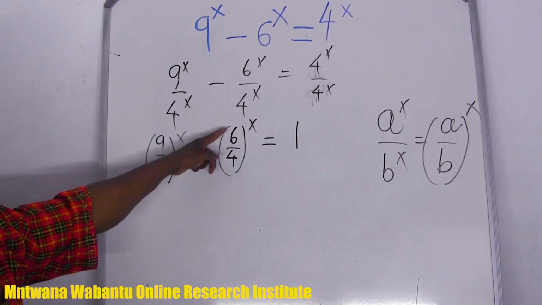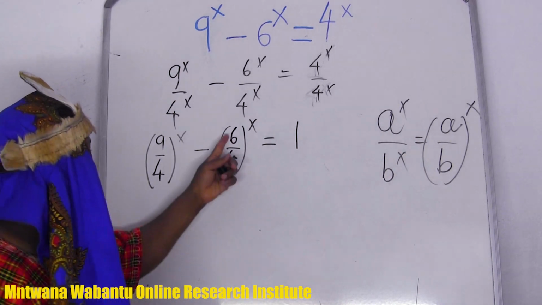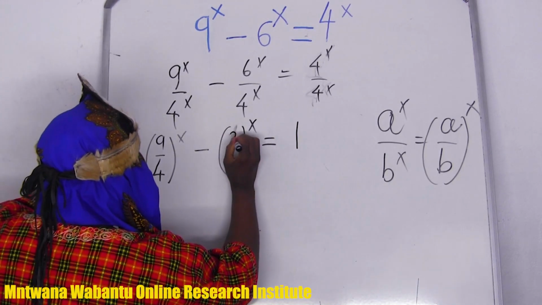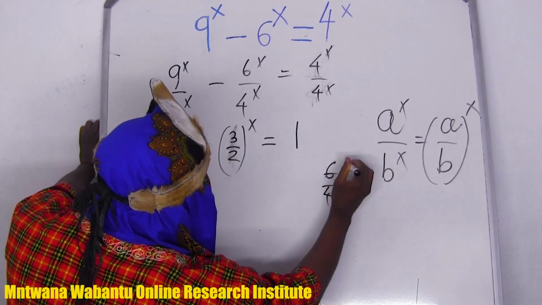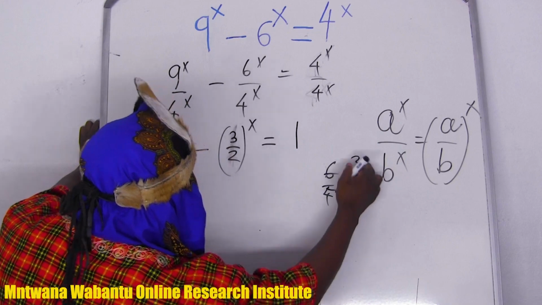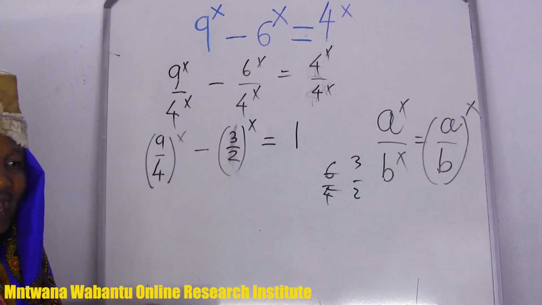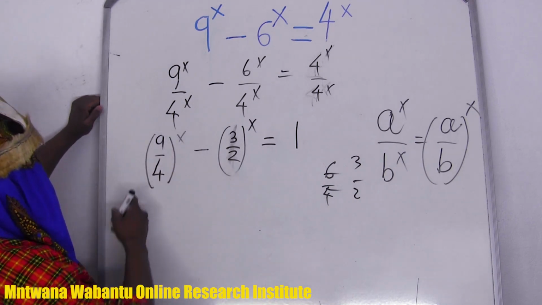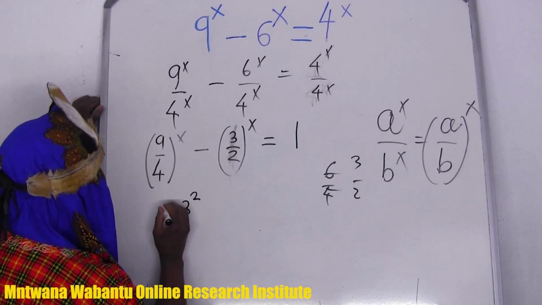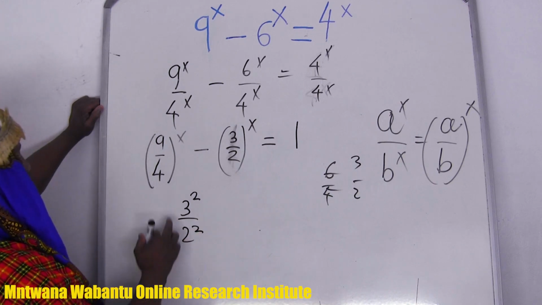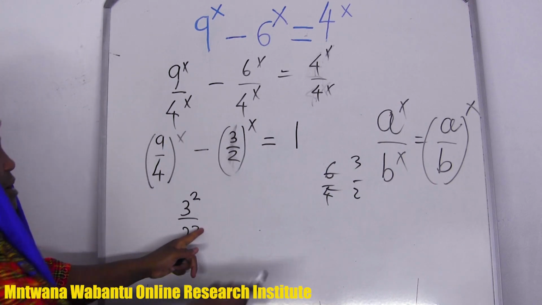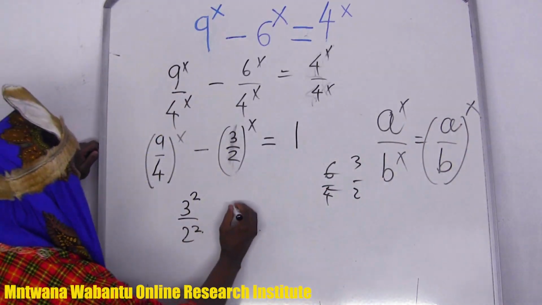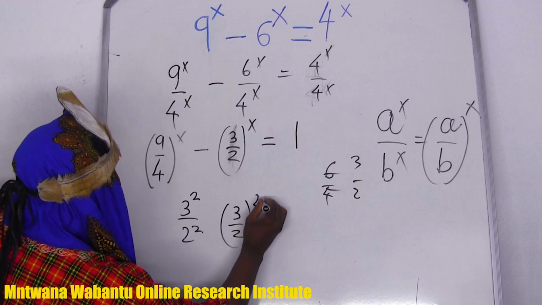What is 6 over 4? The common factor is 2, so dividing by 2 gives 3 over 2. Now let me break it down. 9 is 3 squared, and 4 is 2 squared. You see, the powers are the same, and from that rule, when the powers are the same, you write a over b and then one power. So this time I say 3 over 2, power 2.